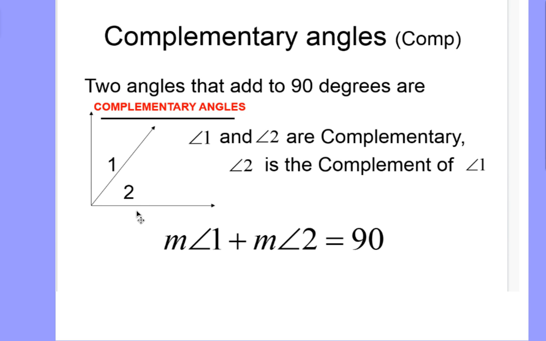Now, I want to make this very, very clear. Complementary angles do not have to be adjacent. Yes, in this example, of course, they are adjacent. They are right next to each other, but they do not have to be adjacent. Why? Because the definition simply states it's two angles that add to 90 degrees. That is it.